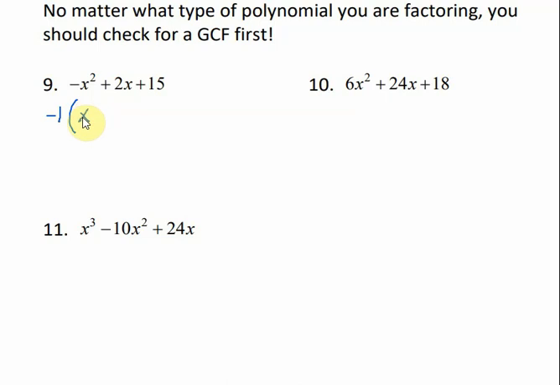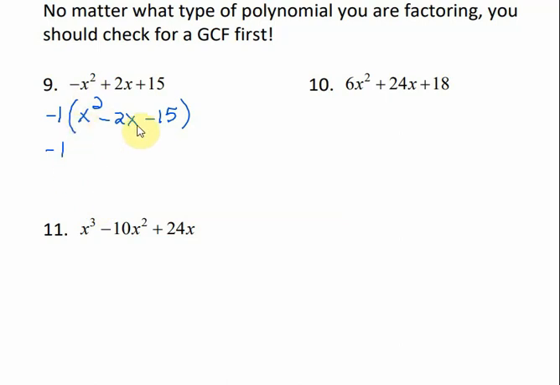So this is going to become a positive x squared, negative 2x, and negative 15. And now that's turned this into an easy trinomial. When we factor out a greatest common factor, we don't just get rid of that. That has to tag along with our answer, because remember, we should always be able to multiply our answer back together and get what we started with. And if I just get rid of that negative 1, I'll never get back to where I started.